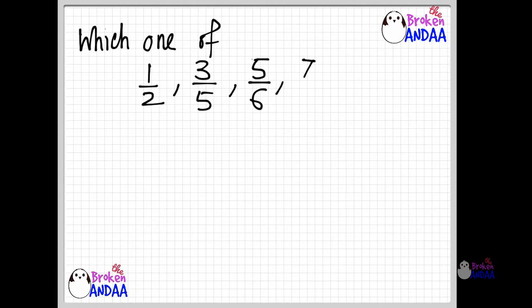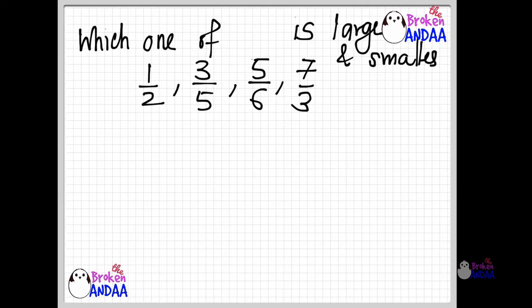Now let's say we have this example to be solved. Which one of 1 by 2, 3 by 5, 5 by 6 and 7 by 3 is largest or smallest? In such cases, sometimes we divide and find the decimal numbers and then compare. But the simplest way could be, here the denominators are 2, 5, 6 and 3. The LCM of these 4 numbers is 30.